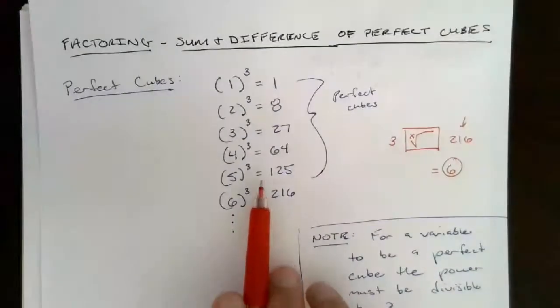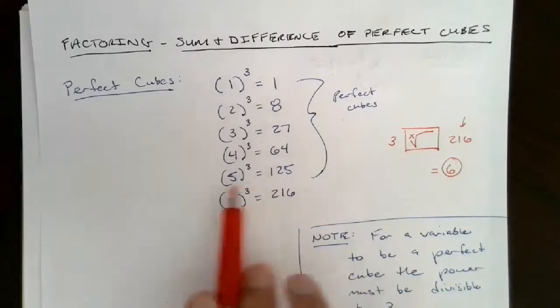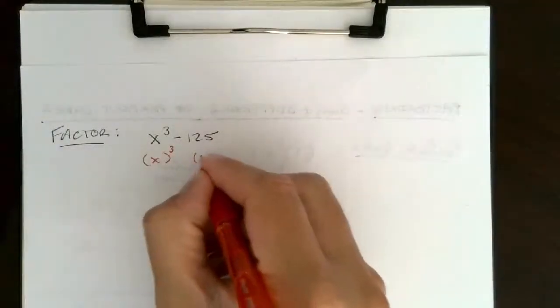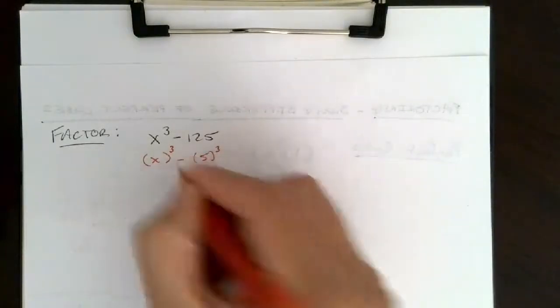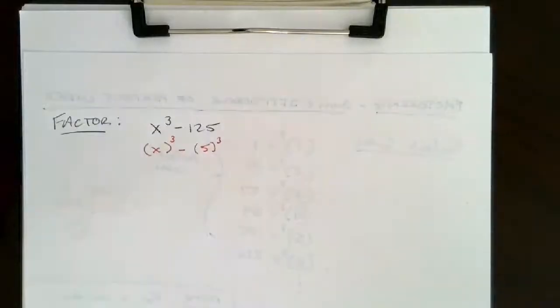Is 125 a perfect cube? Well, if we go back to our previous page, here's our list of perfect cubes. Yeah, 125 is a perfect cube. What number is it? It's 5 to the third power. So I'm going to write this as 5 to the third. So we got x to the third minus 5 to the third.